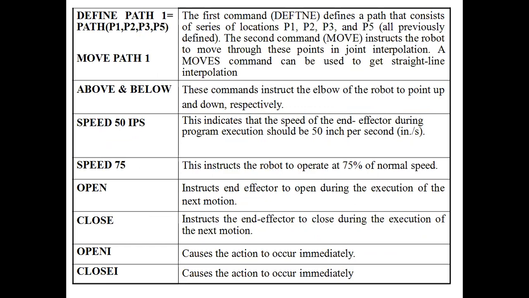Next thing, in order to define the path P1, P2, and P3, we'll have a series of locations P1, P2, P3, and P5. The next command is move. It will instruct the robot to move through these points in joint interpolation. If you want straight line interpolation, you have to add the suffix s. Similarly, in order to point up and down, we'll use the commands above and below. The speed of the end effector should be 50 inches per second. IPS stands for inches per second. 75 instructs the robot to operate at 75% of normal speed.